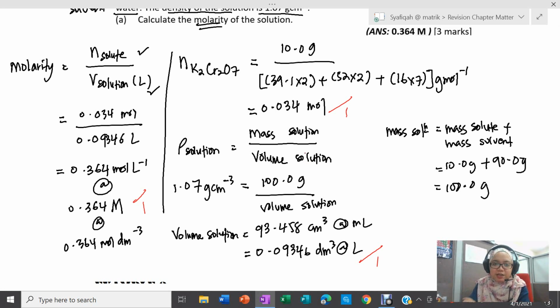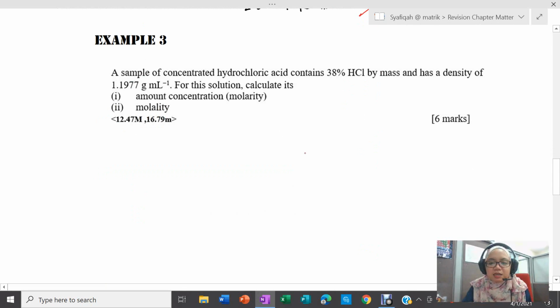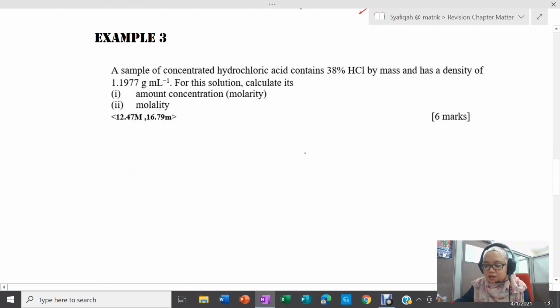Okay. Alright. Next, kita nak tengok example number 3. Okay. Example number 3 dia kata, a sample of concentrated hydrochloric acid contains of 38% hydrochloric acid by mass. So, dia bagi kita apa ni? Dia bagi kita percentage by mass. Okay, 38. And has a density of 1.19977 gram per milliliter. For this solution, calculate its molarity and molality.